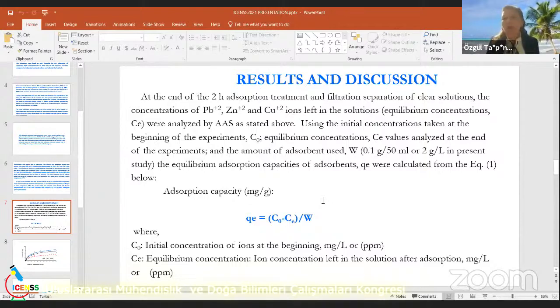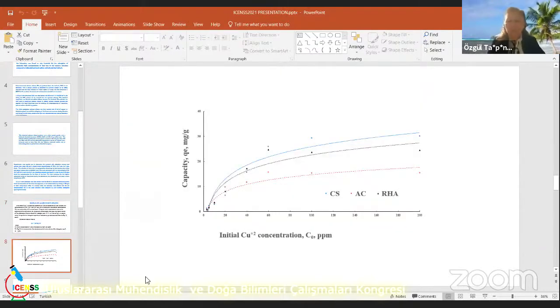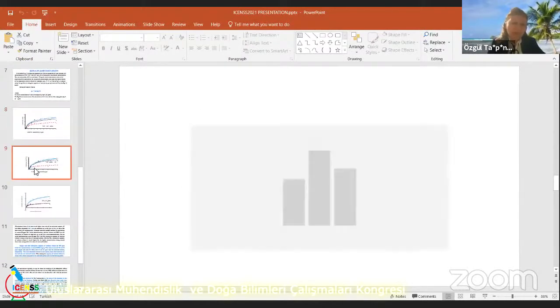We analyze this using atomic absorption spectroscopy. And W is here the amount of the adsorbent. Using this very common equation, we have calculated the adsorption capacity as QE, and its unit is milligram per gram of adsorbent. And using this equation, we have obtained these equilibrium curves. Let me start with lead.